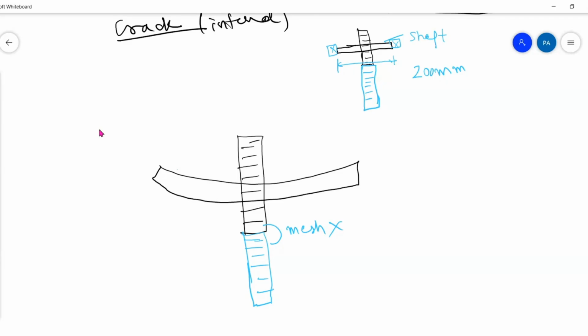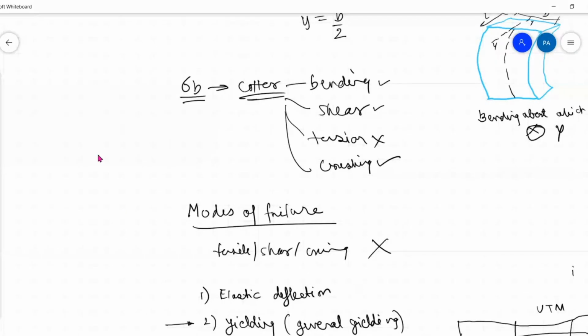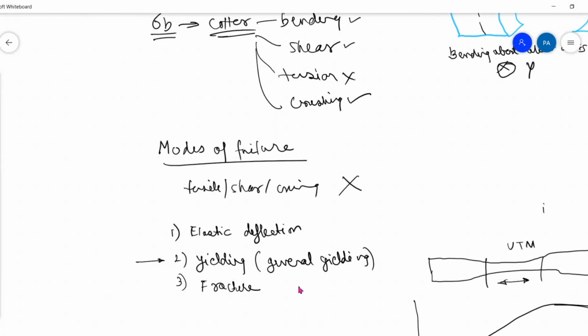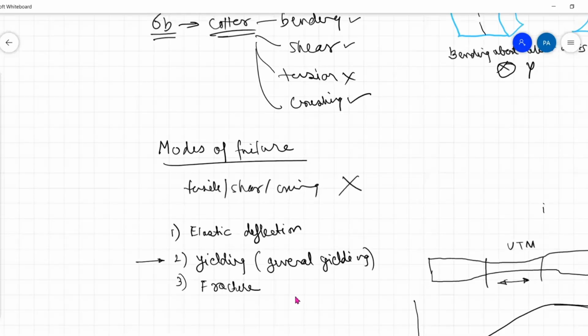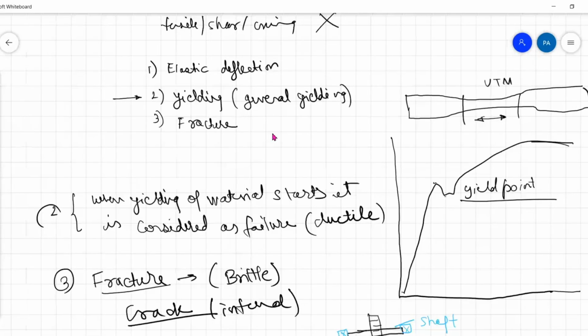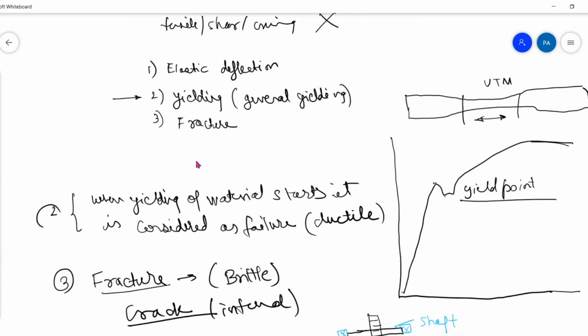And this happens only in ductile material, and not in brittle material. So these are the three modes of failure: yielding, elastic deflection, and fracture. Now I have explained to you what is yielding and what is fracture. Now come to this elastic deflection.